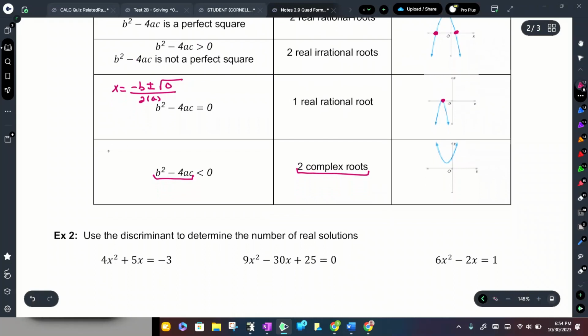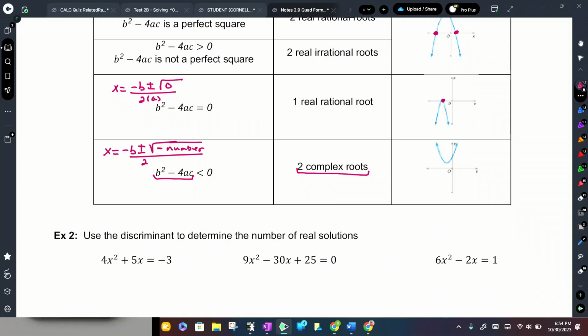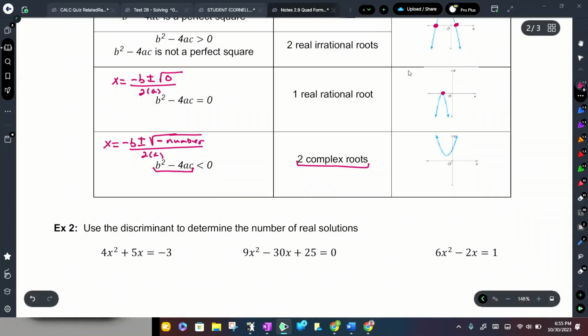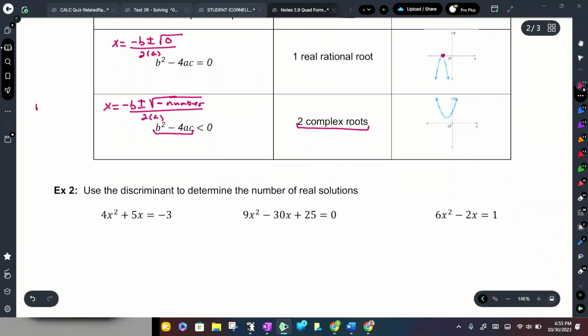And so kind of like graphically, or not graphically but visually, if x is equal to negative b plus or minus, we have some negative number under the square root. And we know if we have a negative number under the square root, we're going to have to use our complex numbers. We're going to have to use i to figure out what that is, right? Because remember, the square root of negative 1 is i.